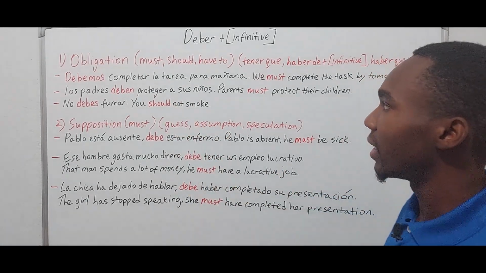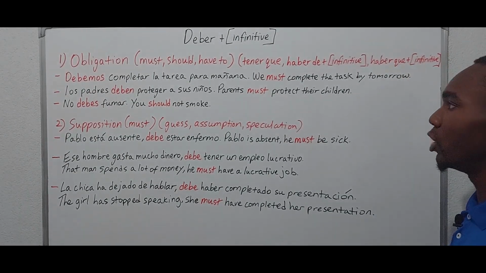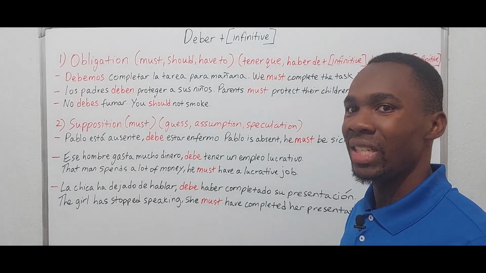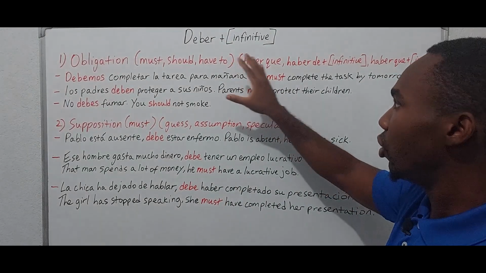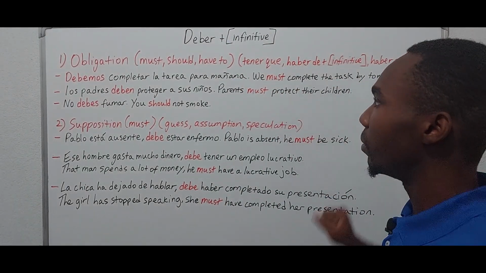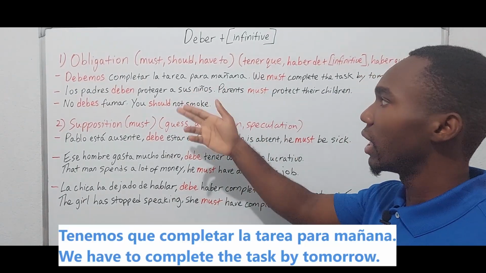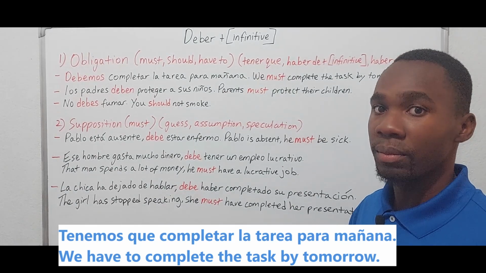Debemos completar la tarea para mañana. We must complete the task by tomorrow. So this is an obligation. This is something that we need to do. Okay? Now let's use the synonyms. So that is the same thing as saying tenemos que completar la tarea para mañana. We have to complete the task by tomorrow.